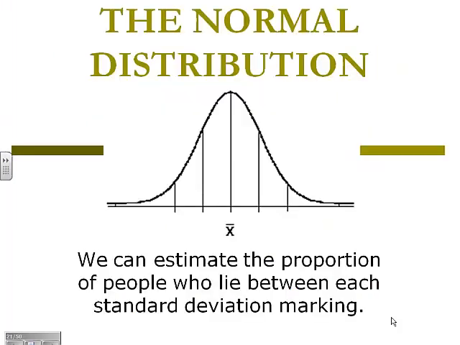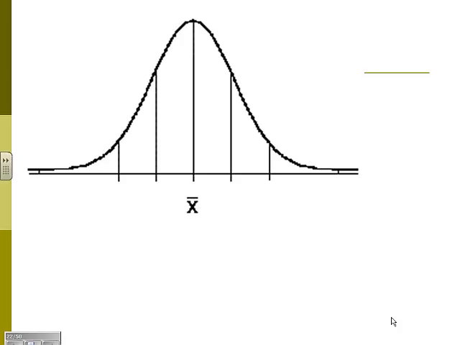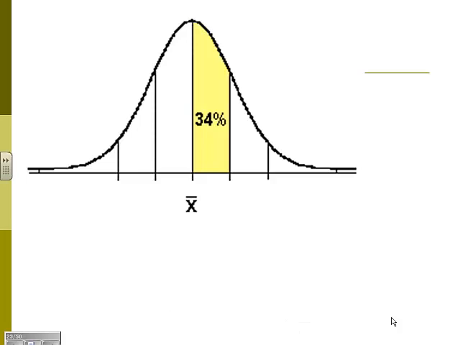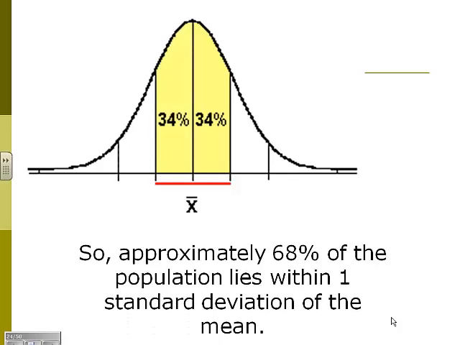Alright, so normal distribution. We can estimate the proportion of people who lie between each standard deviation. Here's the standard normal curve. So you're going to get really good at drawing this curve. You're going to have to be able to draw it. The mean, x-bar, always goes at the center. Then you count over one standard deviation. So a rough approximation is that 34% of the population lies between the mean and plus one standard deviation. Now these things are symmetric, so that means on the left is also 34%. So altogether, 34 and 34 is 68% of the population lies within one standard deviation of the mean.